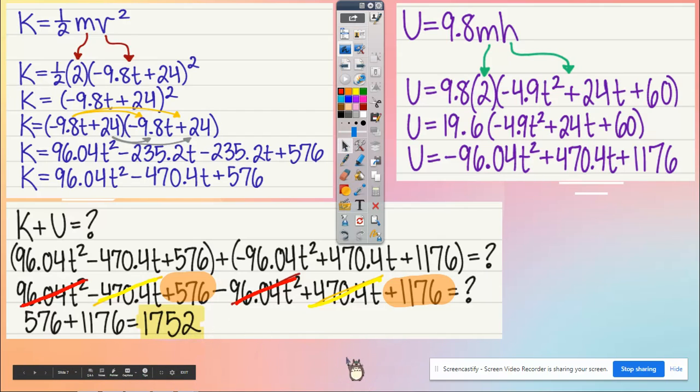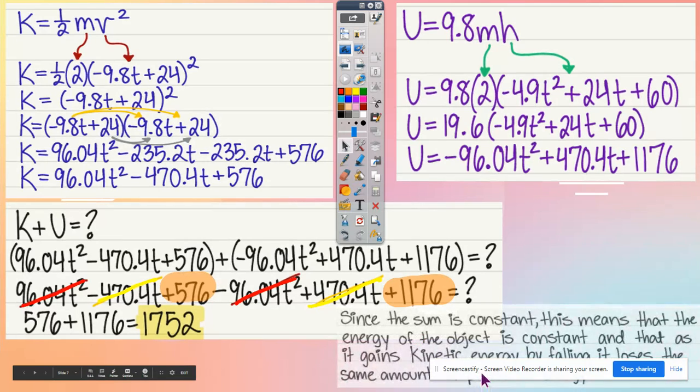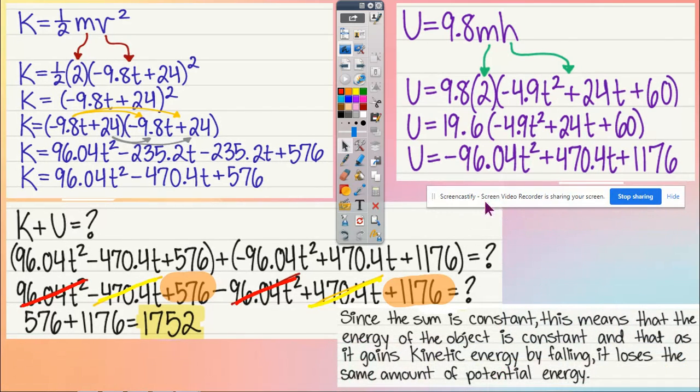So what does it mean that I had all of these polynomials in terms of time and I ended up with only a constant number? I'll show you right here. Since the sum is constant, this means that the energy of the object is constant and that as it gains kinetic energy by falling, it loses the same amount of potential energy. So that we will discuss in class a little further in case you're confused.